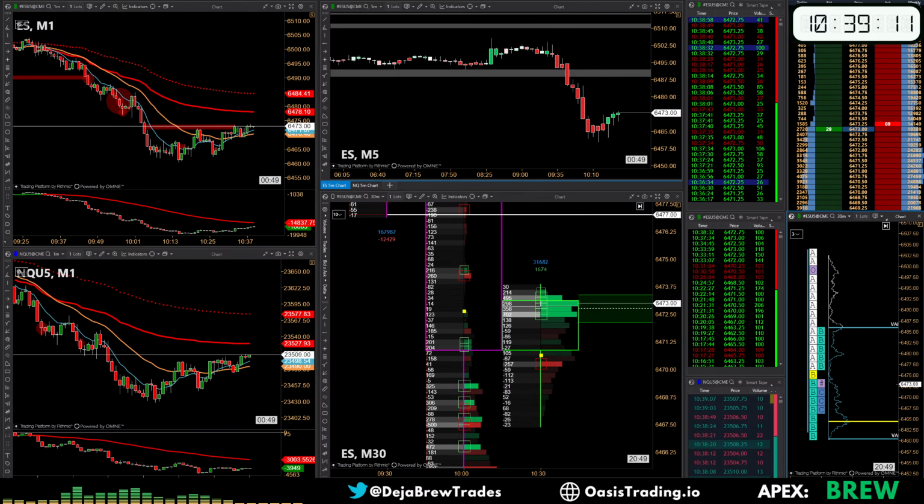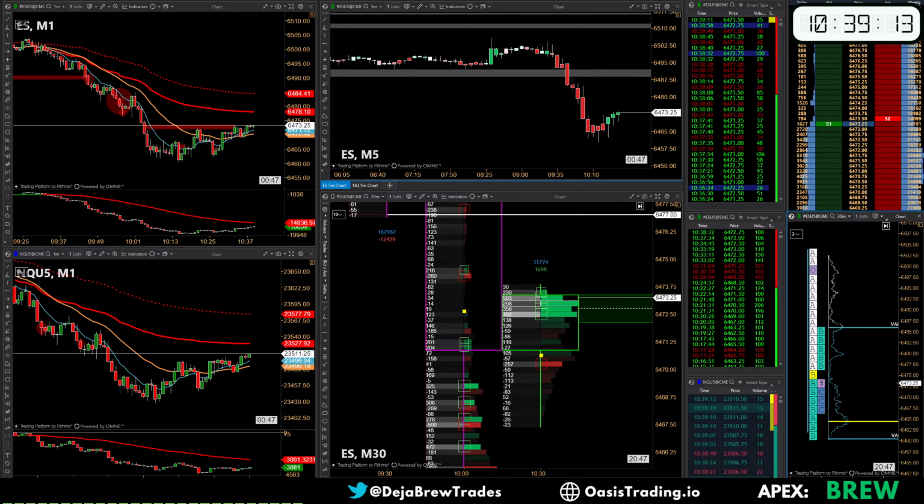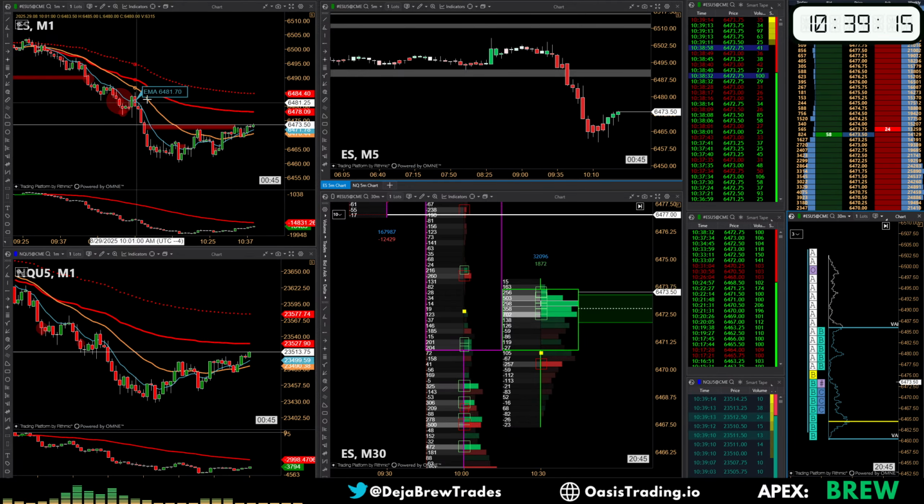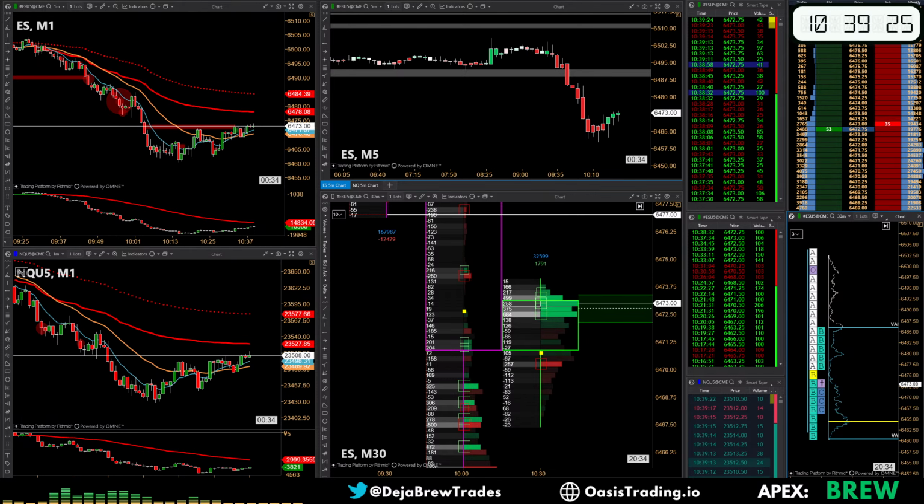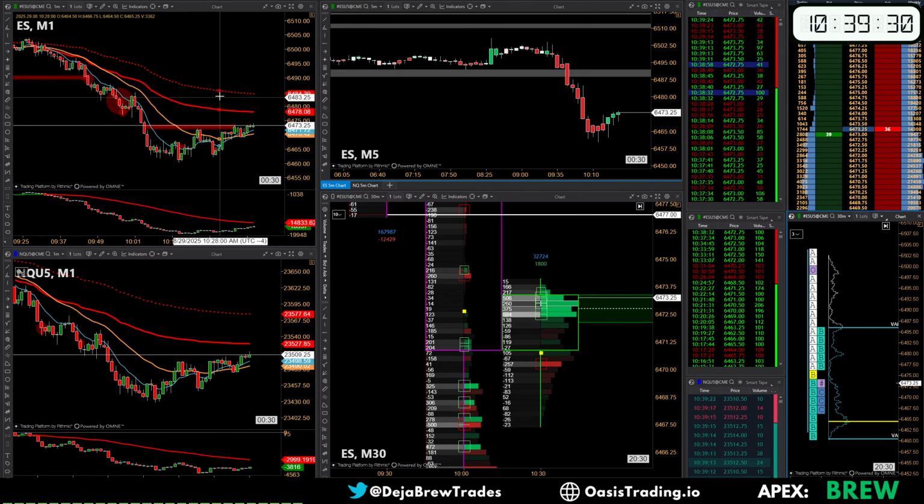Keep an eye on VWAP. That is the target for the Bulldog. Also, keep an eye on the waterfall. We're starting to waterfall on the trails. So the 1-minute trail has flipped. The 5-minute trail is pretty far from flipping. So just keep an eye on that as a target, which is around 81. It's right in between the VWAPs.